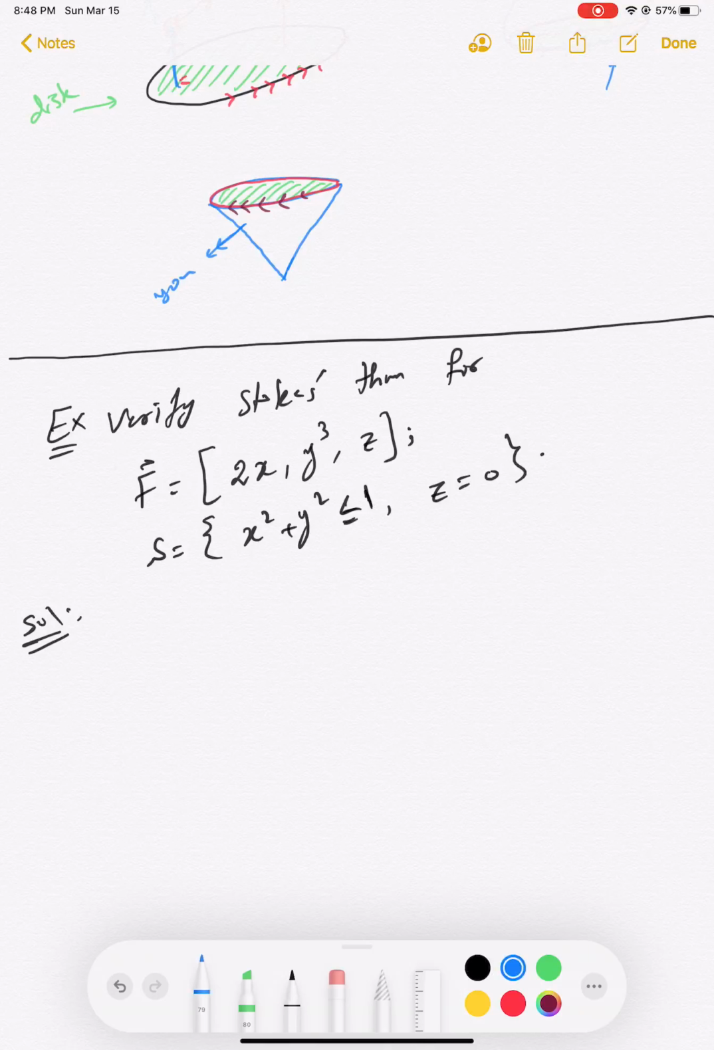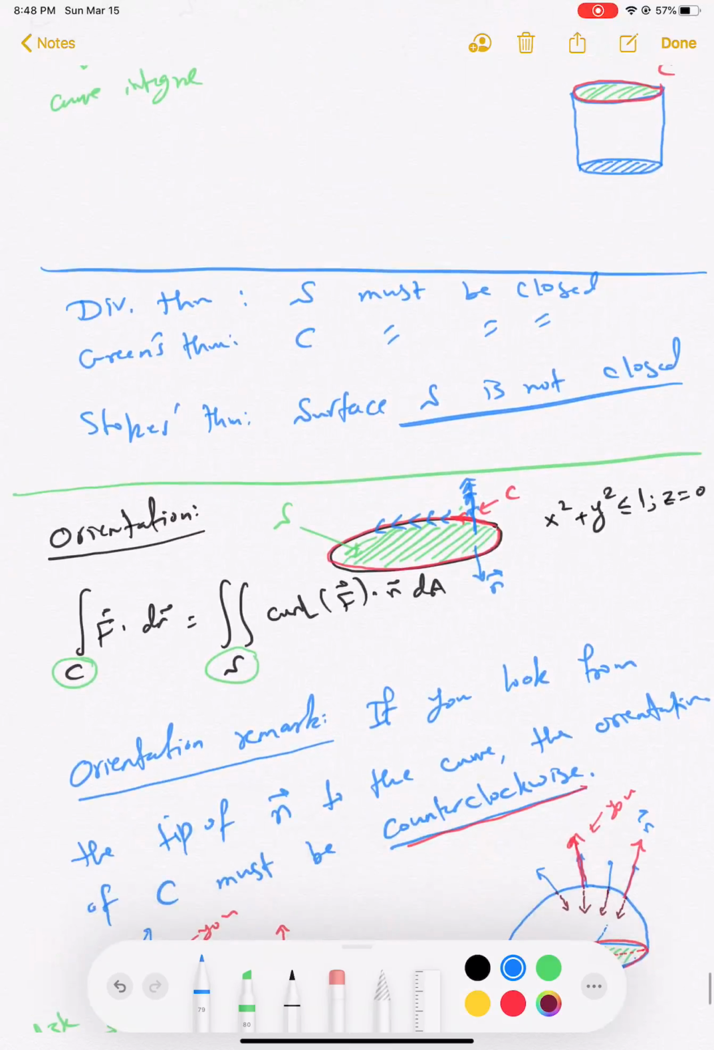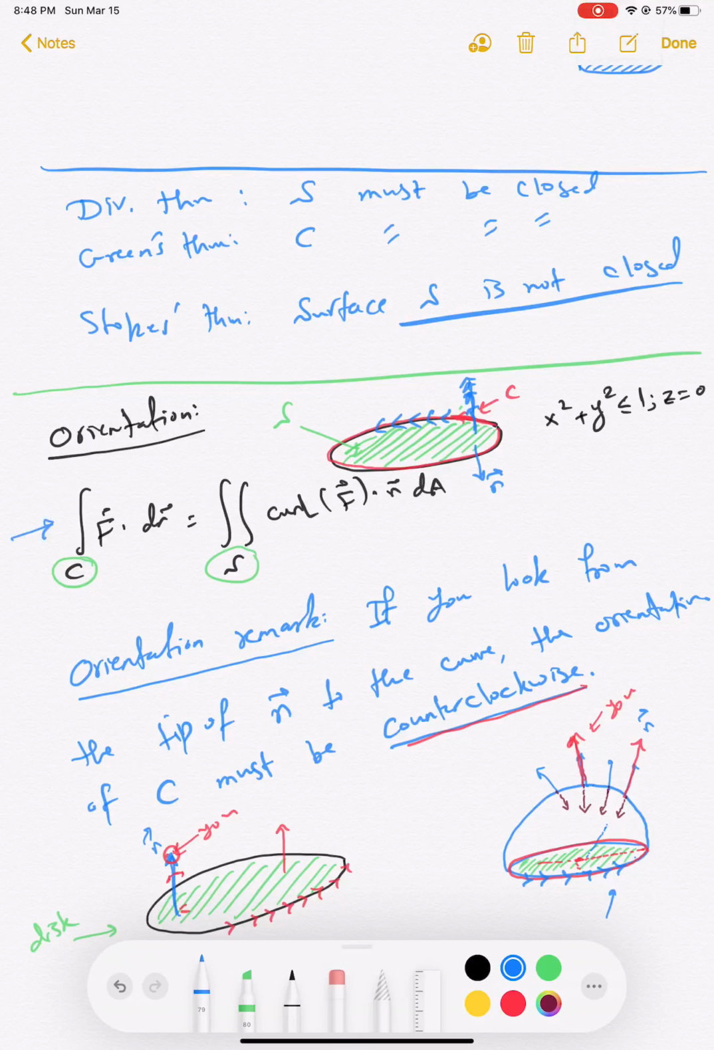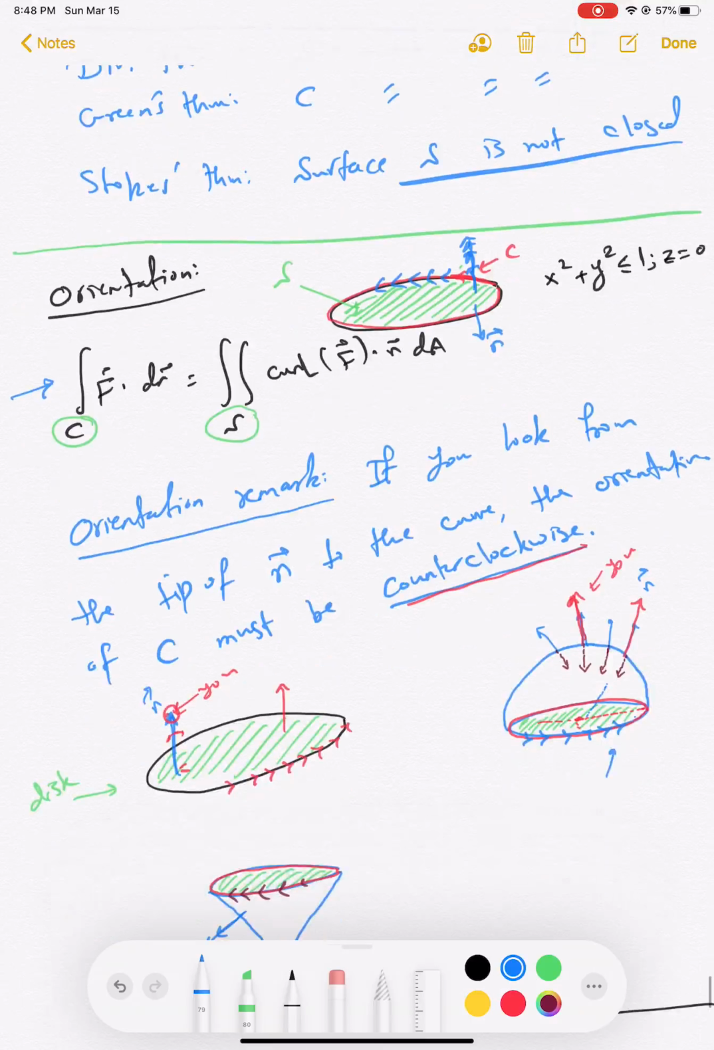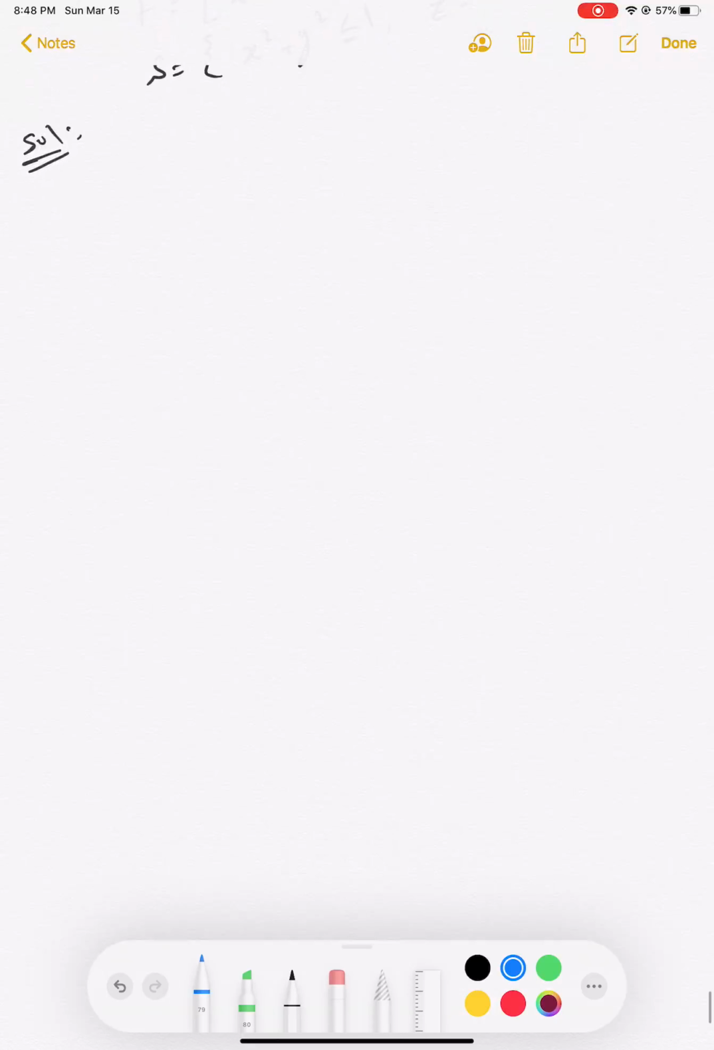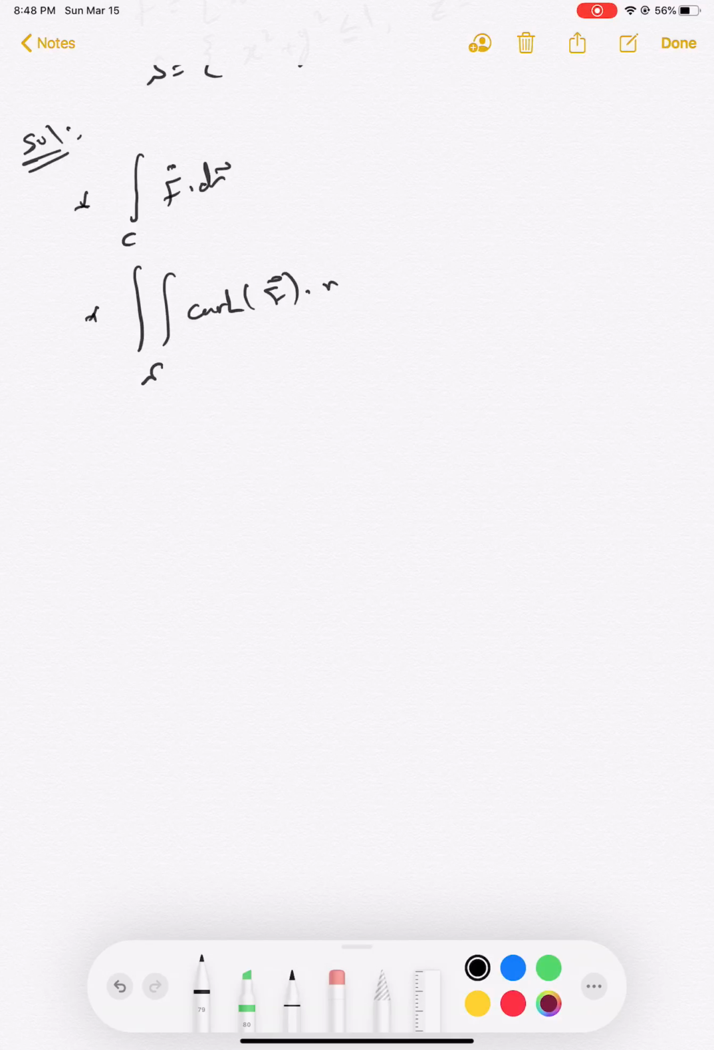Now what do we mean by verify Stokes theorem? By verify Stokes theorem, we mean we want to show through this example that this identity is really true. That's it. This is the Stokes theorem. So basically we need to compute two things. We need to compute the curve integral of f dot dr. Then we need to compute the surface integral of curl f dot n dA, and after doing all computations we need to show that both quantities are equal.